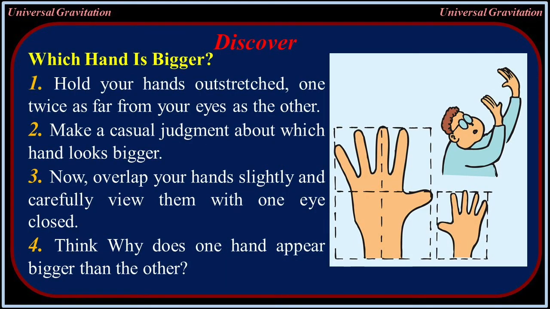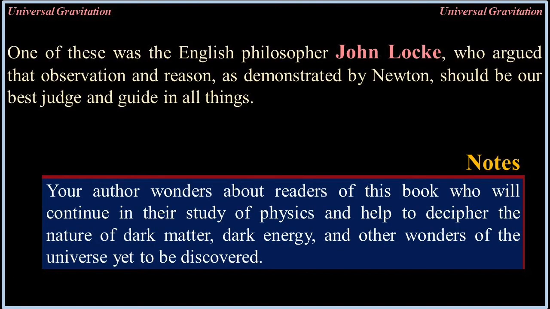Discover which hand is bigger. Hold your hands outstretched, one twice as far from your eyes as the other. Make a casual judgment about which hand looks bigger. Now overlap your hands slightly and carefully view them with one eye closed. Think, why does one hand appear bigger than the other?